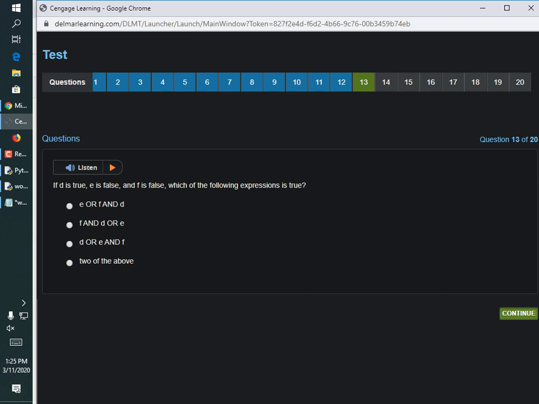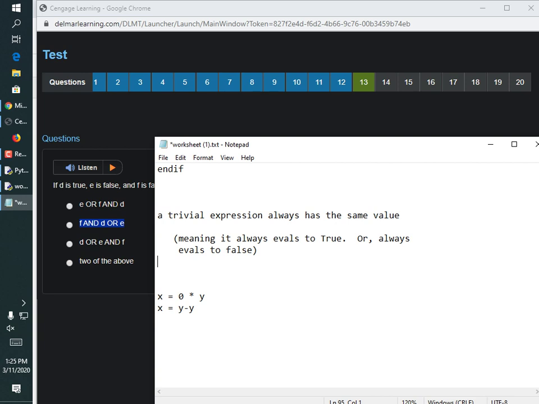Oh man, I missed one. All right. If D is true, E is false, and F is false, which of the following expressions is true? This is slightly more complicated because you have to remember that AND has higher precedence, just like multiplication has higher precedence. What do I mean by that?